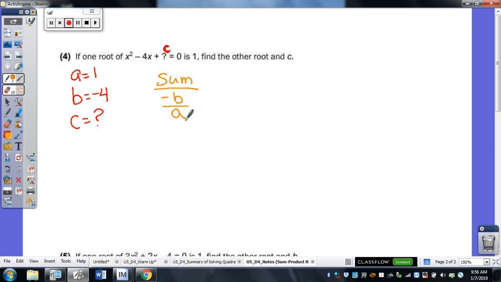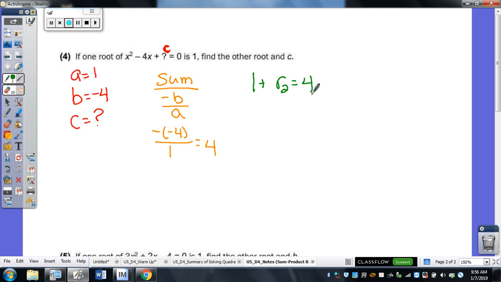So if I plug in what I know, negative negative 4 over 1, which, what happens when you do negative negative 4? Becomes positive, and then over 1 just means it's 4. So we know the sum of our two roots has to be 4. We know one of our roots is a 1. We don't know root 2, but I know if I add those two things together, it's got to equal 4, because based on my equation, my sum of my two roots has to be 4.